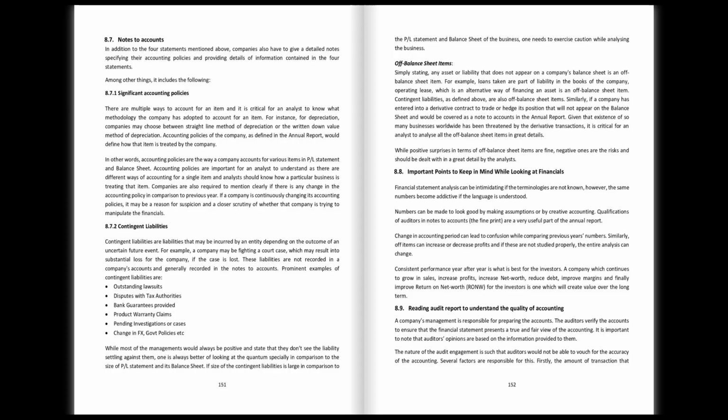Numbers can be made to look good by making assumptions or by creative accounting. Qualifications of auditors in notes to accounts, the fine print, are a very useful part of the annual report. Change in accounting period can lead to confusion while comparing previous year's numbers. Similarly, off-balance sheet items can increase or decrease profits, and if these are not studied properly, the entire analysis can change. Consistent performance year after year is what is best for the investors.